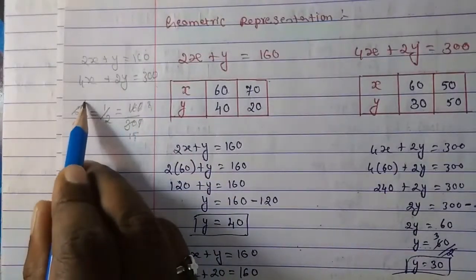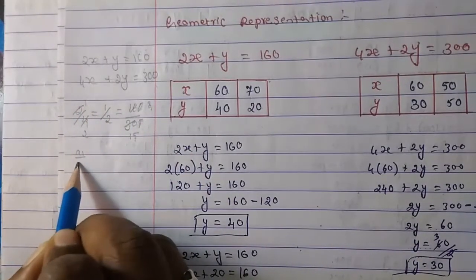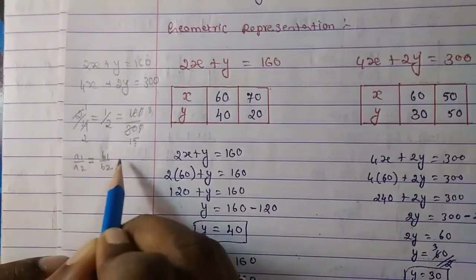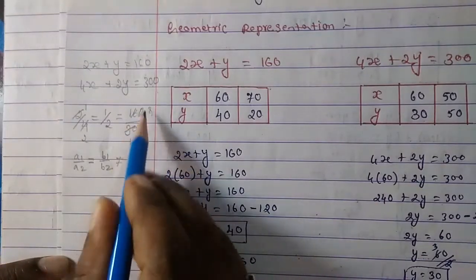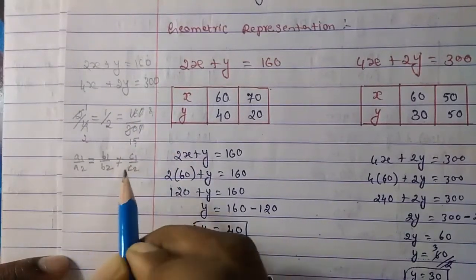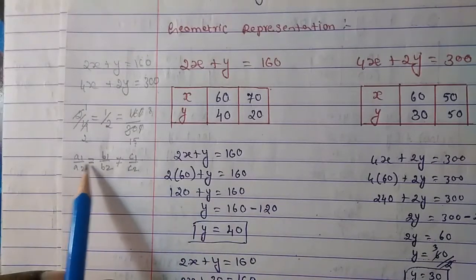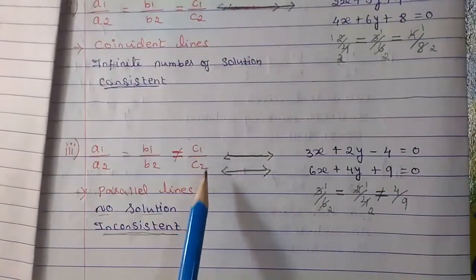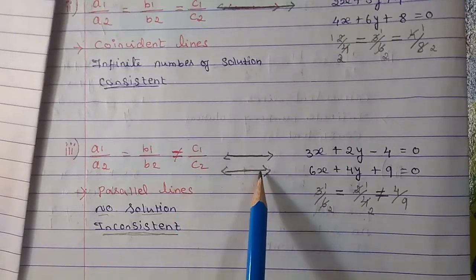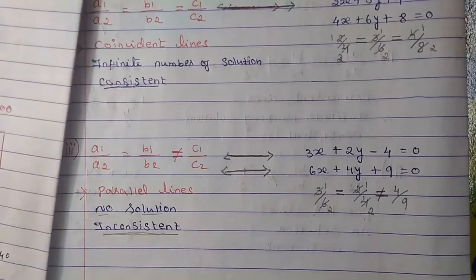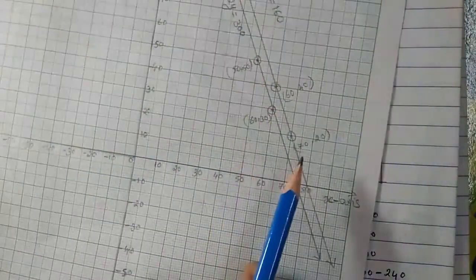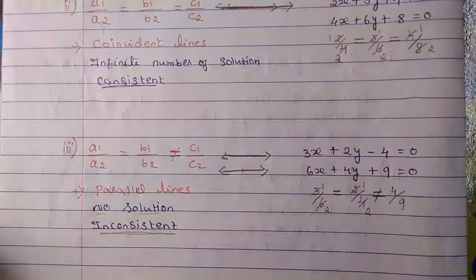So that means this is a1 and a2, so a1 upon a2 is equal to b1 upon b2, but not equal to c1 upon c2. You saw this condition? Here both are equal, but the third one is not equal. When c1 upon c2 is not equal, our graph will be parallel. You have seen that for this question we solved the graph and got parallel lines. So I hope now it is clear to you.